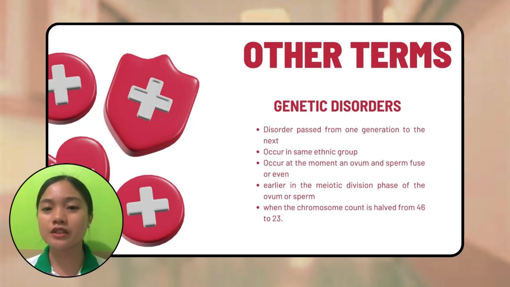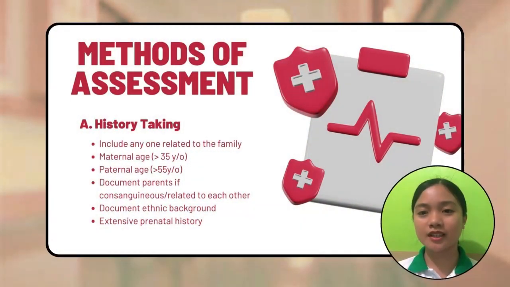And we have some reasons why families or individuals are at high risk of this. One is because they belong to the same ethnic group. Another reason is the division of the fertilized egg cell, where something happened during the cell division that leads to a genetic disorder. In order to assess if the client has a genetic disorder, they need to undergo assessment. In this assessment, we have three ways. First, history taking. Second, the physical assessment. Then next is diagnostic test.